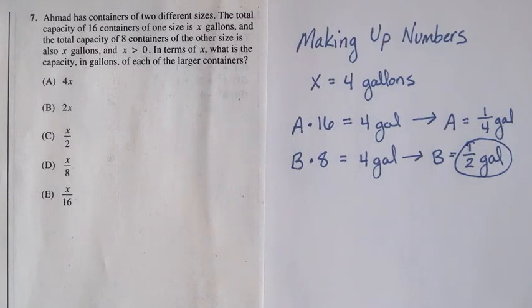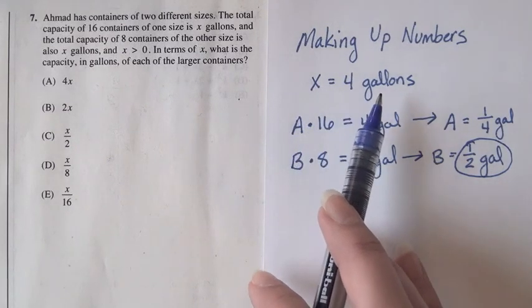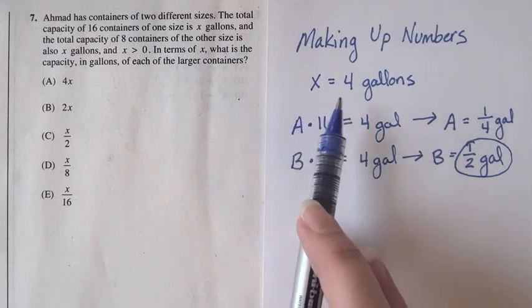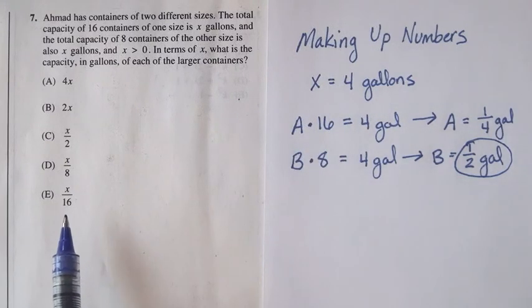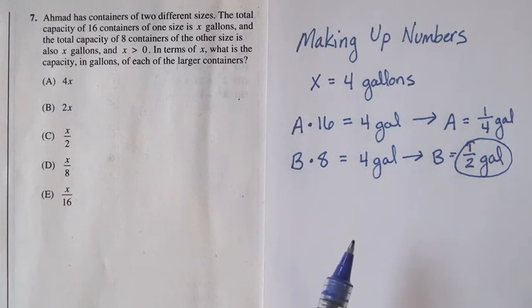Of course, because this is a making up numbers problem, none of the answer choices say a half of a gallon. They all have X's in them. But you already know what X is. It's 4 gallons. So we can substitute the value we already know for X in the answer choices to find which answer says the answer we know to be true, half a gallon.